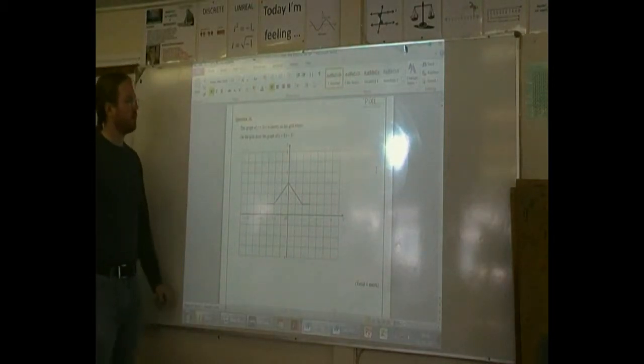Question 16. The graph of y equals f(x) is shown on the grid below. On the grid, draw the graph of y equals f(x minus 3). Okay.